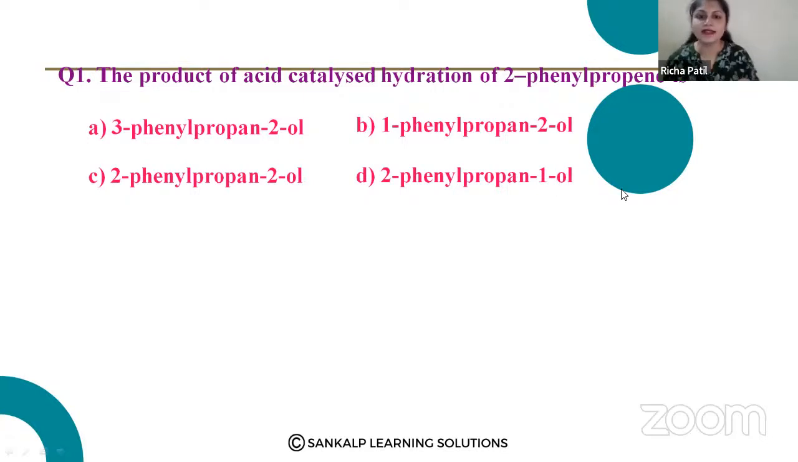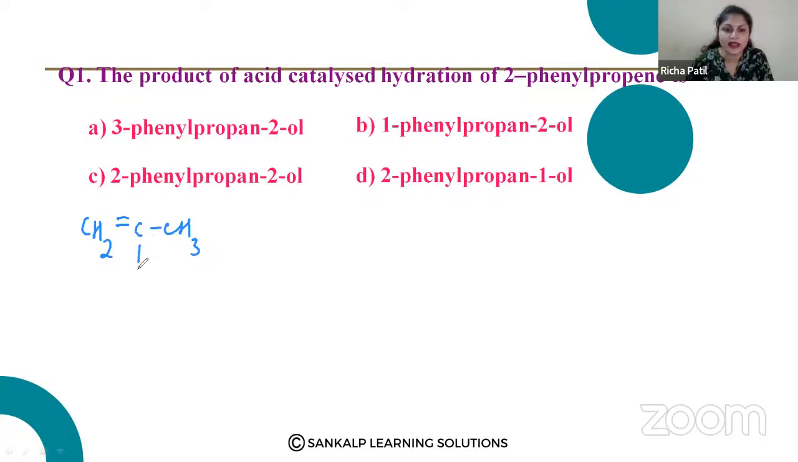Yes, the product of acid catalyzed hydration of 2-phenyl propene is... How will we solve this? What is the correct answer? So first we'll write the reaction.